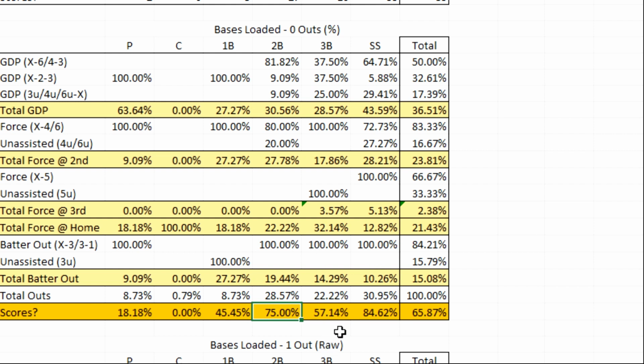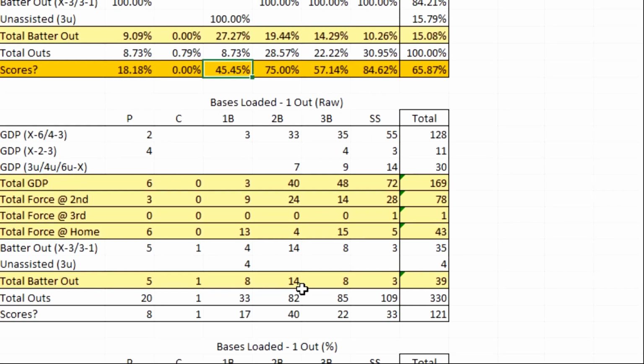And then if the ball's hit to the corner infielders, they're still scoring about half the time when the ball's hit to first and almost 60% of the time when the ball's hit to third. So the runner has a good chance of scoring from third on grounders in the infield with no outs.